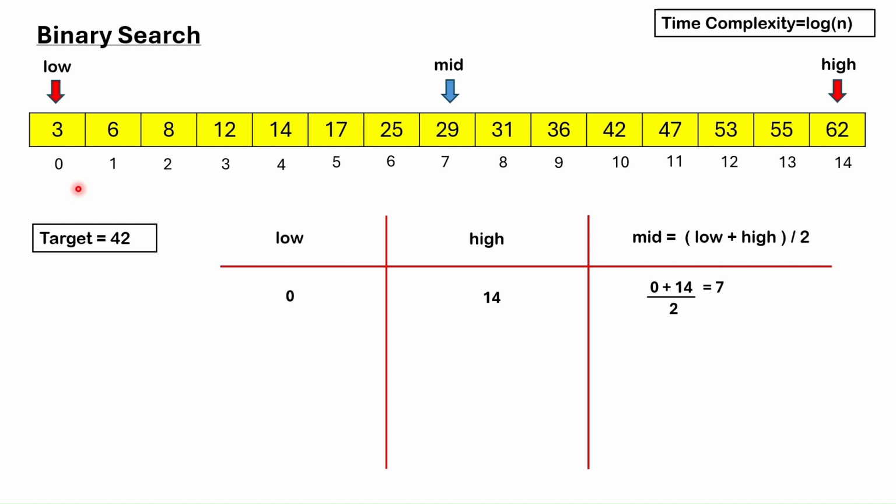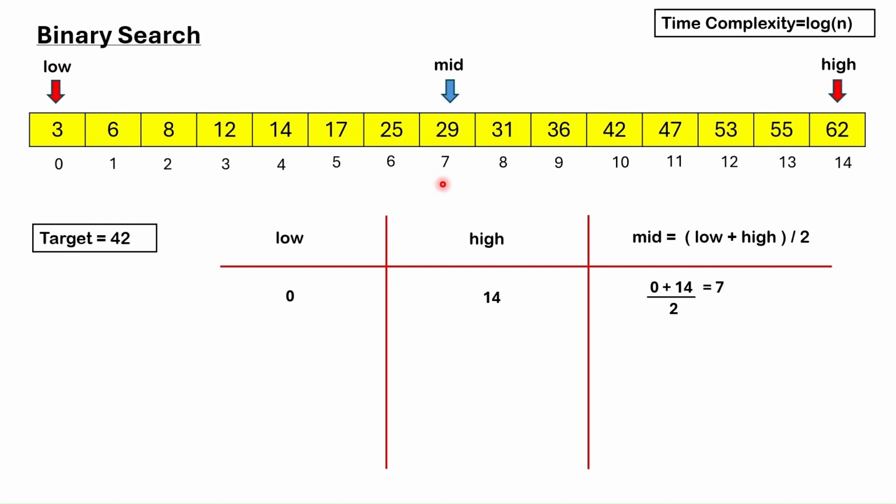So this is mid. Now listen very carefully. The value we are searching for is 42. Check whether the value at mid is equal to 42. No, 42 is greater than 29. So 42 will be present in the right portion of the array. How? Because my array is sorted. So 42 will definitely be present in this right portion, and we can ignore the left half of the array.